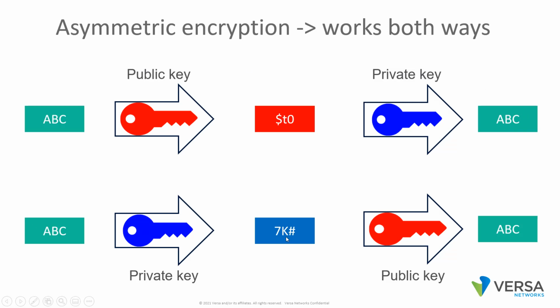At the same time, if you encrypt something with the private key, or the other key from the pair, the information in the middle is going to be different. But decryption with the second key from the pair will lead us to the same information as it was originally before the encryption.